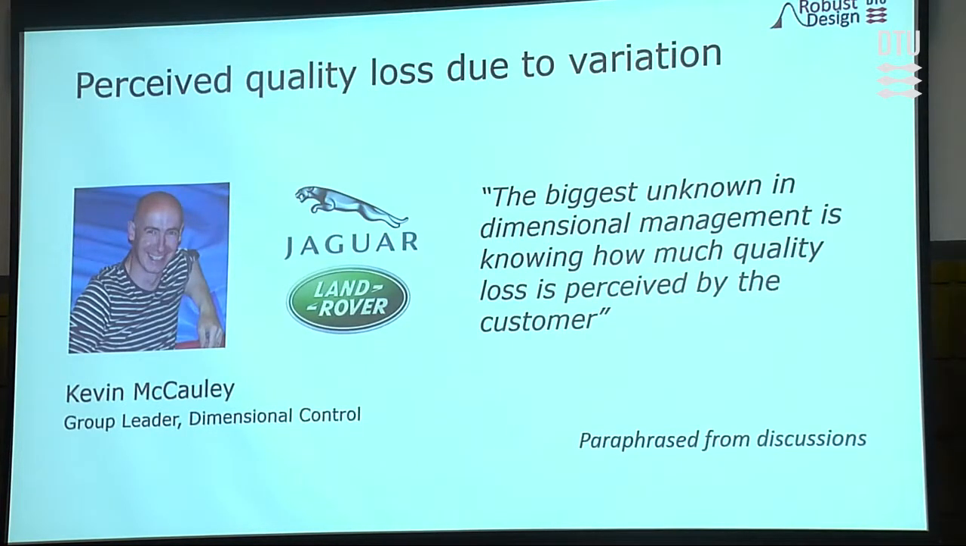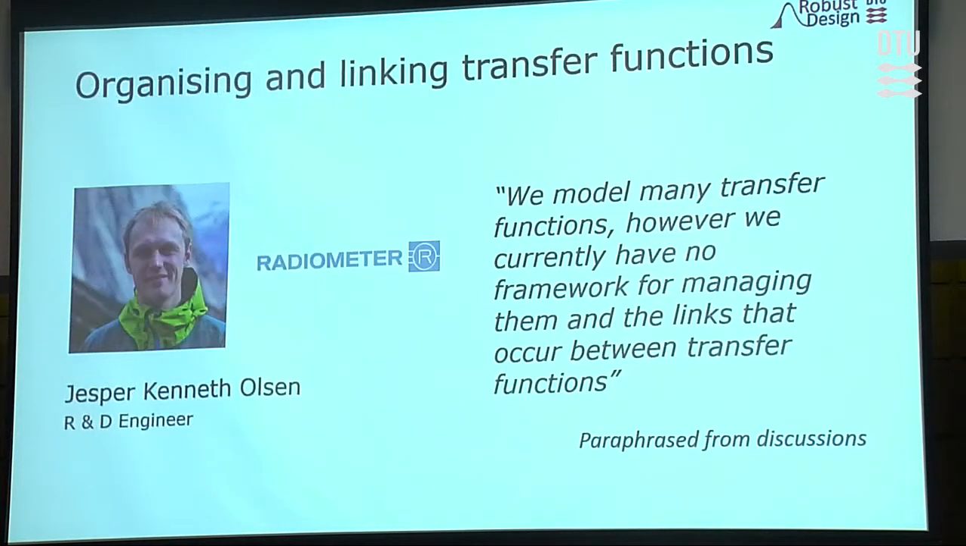When we were talking to Jaguar Land Rover, they were actually saying the biggest concern for them was not really knowing the perceived quality elements, on how much variation is actually perceived as a quality issue by the customer. So they were talking about this first quadrant being an issue.